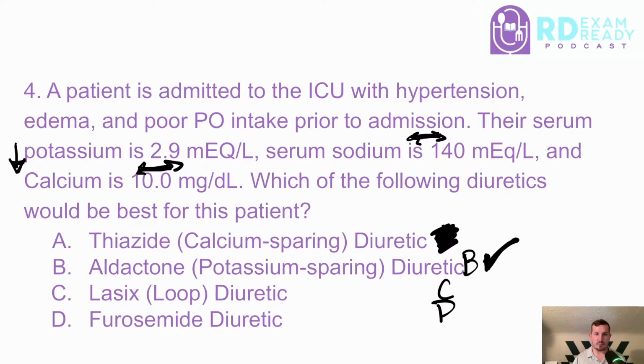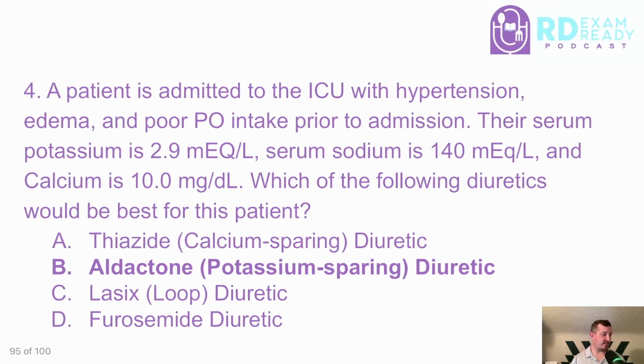C, Lasix, loop diuretic. This would not be a good fit because Lasix especially causes us to lose potassium. D, furosemide. You may or may not have known, furosemide is another word for Lasix or loop diuretic. This will not be a good fit either. My best fit based on these labs is that if I have a low potassium, I need to take a potassium sparing diuretic. That's going to make B my best fit for number 4. I like that question a lot. I like how it adds multiple elements and makes you take a medication inference from it too.